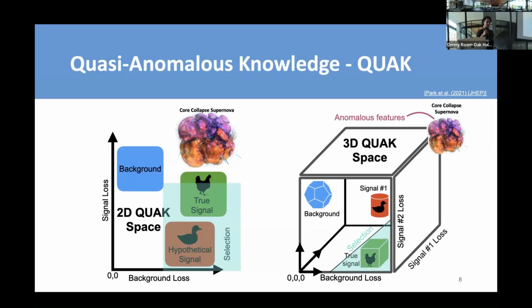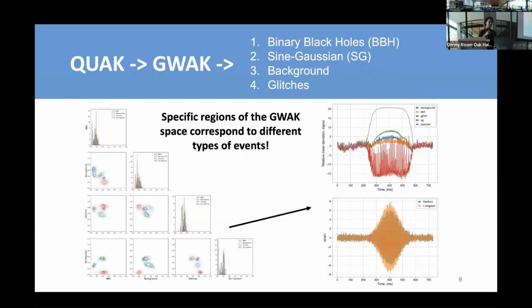The QUAK space is kind of from the high energy physics regime, so we changed QUAK to GUAK, just to make it our own. We have 4 classes for our GUAK algorithm. We train on binary black holes, sine Gaussians, backgrounds, and glitches for LIGO. We make these 4-dimensional embedded spaces, and then we look for different types of anomalies in the embedded spaces. Specific regions of the GUAK space should correspond to different types of events.